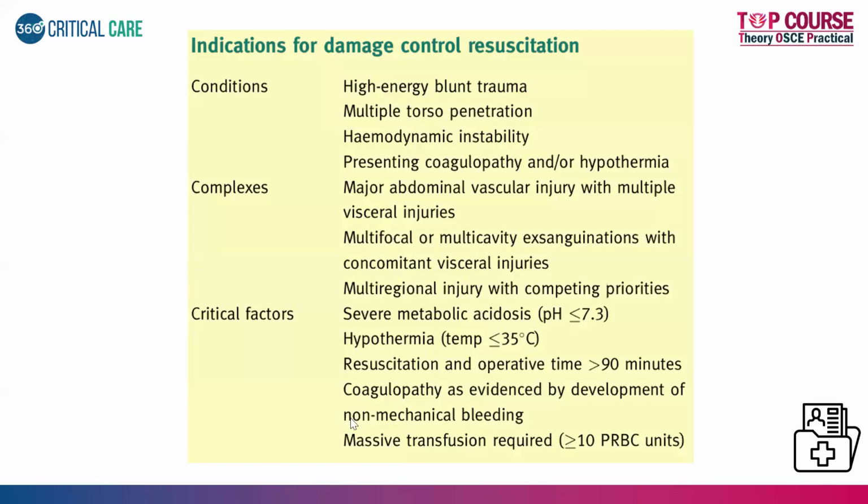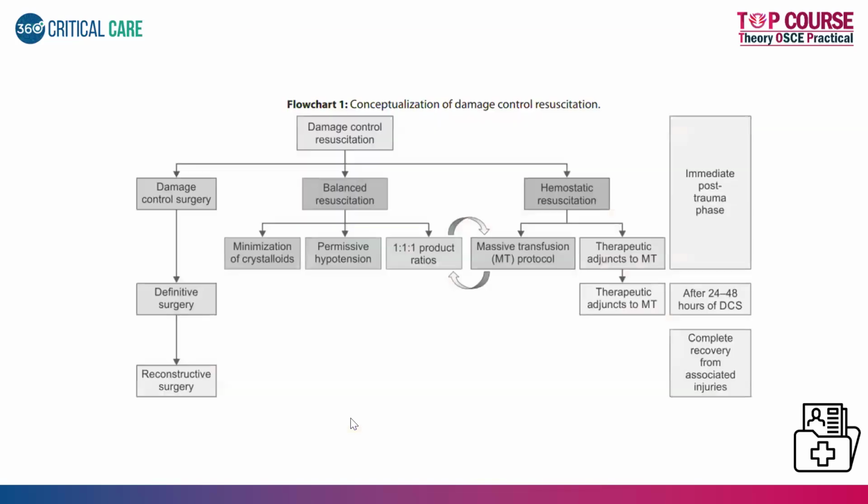Always remember to rule out the presence of a traumatic brain injury, because a few of the components of DCR cannot be initiated in patients with traumatic brain injury. If the patient has TBI, permissive hypotension cannot be initiated in such patients. Even if it is done, the cutoff for that would be different. Okay, so if you have understood all of this, this is how a patient has to be managed.